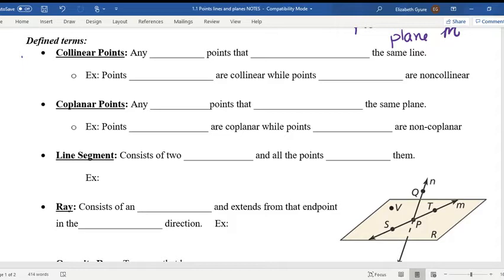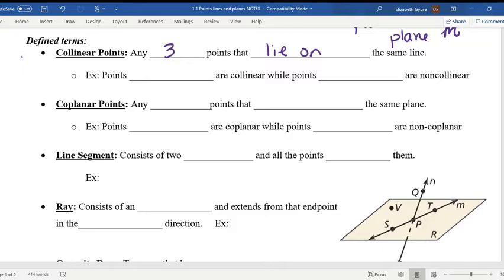What I like about some of the terminology in geometry is that if you just dissect the word, it tells you what it means. Collinear, right? Co is like together, and then linear means line. So collinear points are points that are together in a line. But our formal definition is any 3 points that lie on the same line. So you need to have 3 points, and they need to lie on the same line.